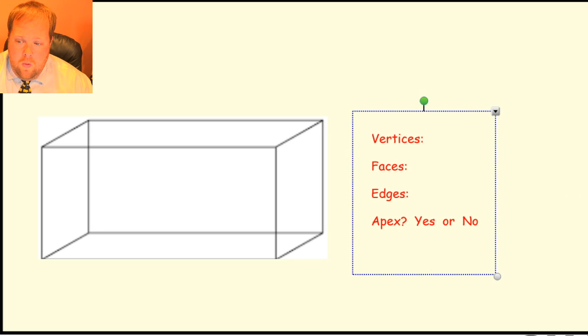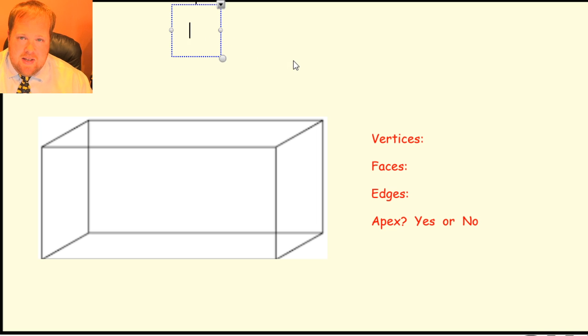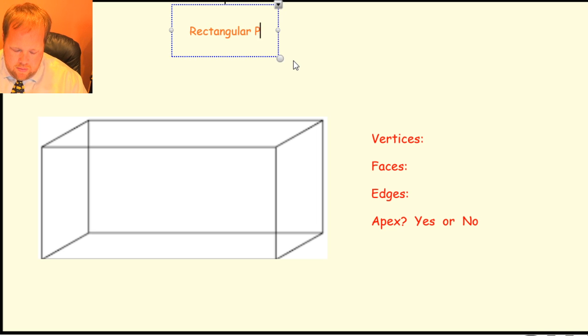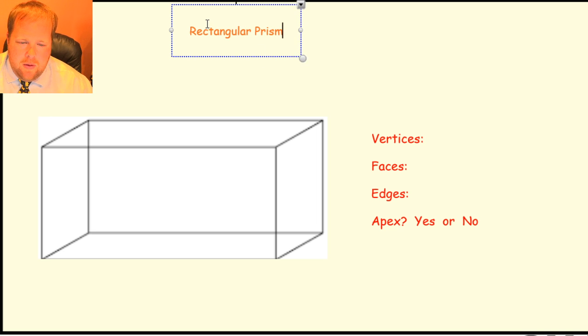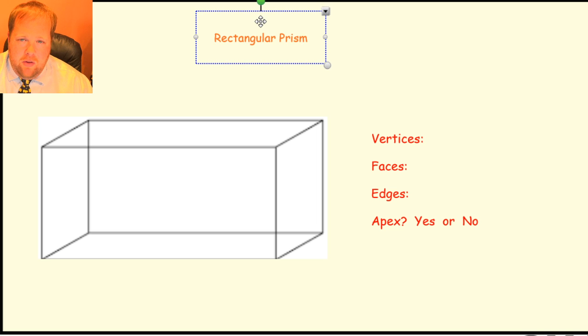Alrighty. Ooh, what shape is this? This is a rectangular prism. A lot of boxes are rectangular prisms. Ready? Go find a box. Pause it and don't watch me run away.